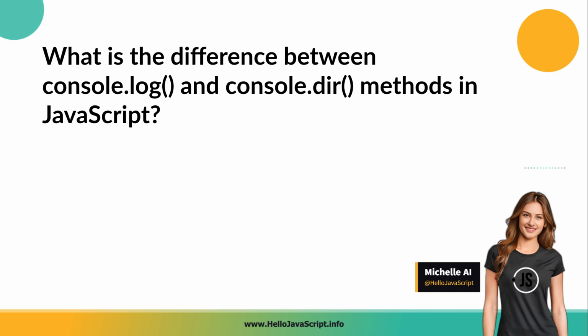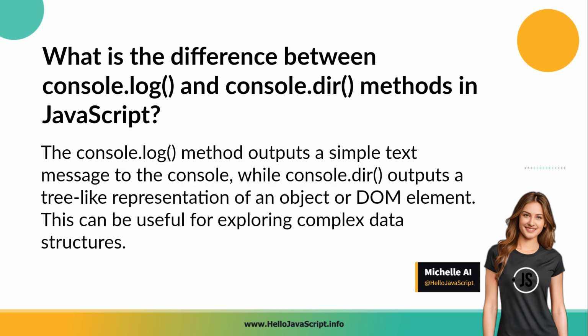Now, for the final question. What is the difference between console log and console directory methods in JavaScript? Here is the correct answer. The console log method outputs a simple text message to the console, while the console directory method outputs a tree-like representation of an object or DOM element. This can be useful for exploring complex data structures.